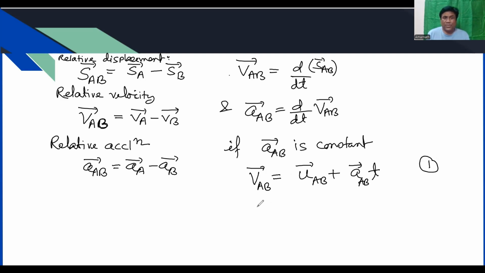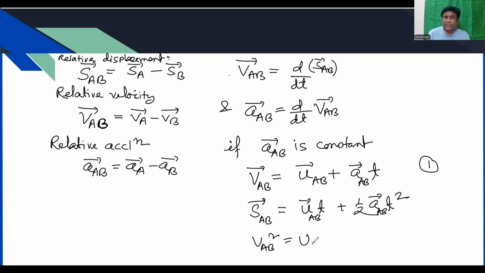So what is the second equation? Second equation is S equal to ut plus half a t square. So here S AB means displacement of A with respect to B, U AB, half A AB. Okay, all are valid. And the last equation is what? Velocity of A with respect to B square is equal to initial velocity of A with respect to B square plus 2 times acceleration of A with respect to B times displacement of A with respect to B. Okay, these are the three equations.